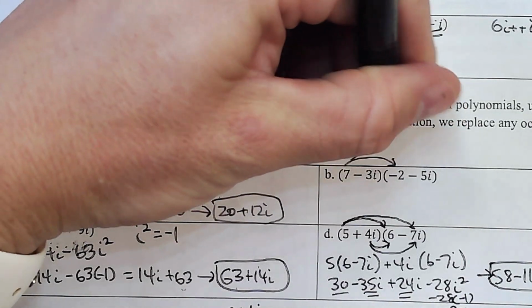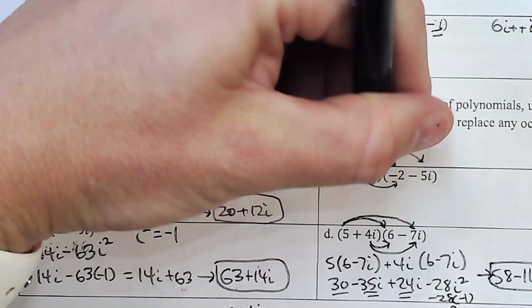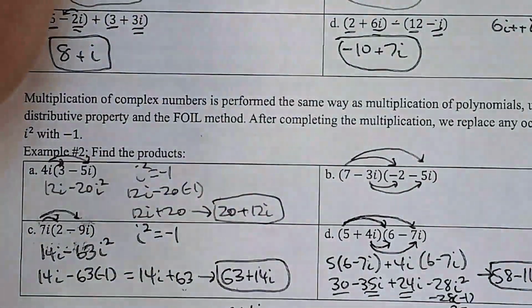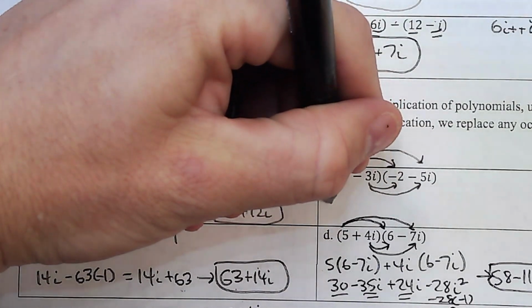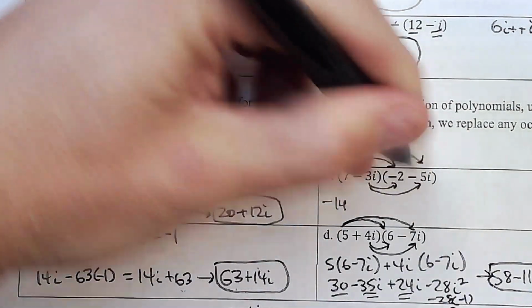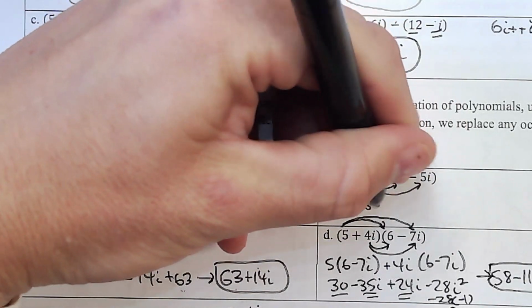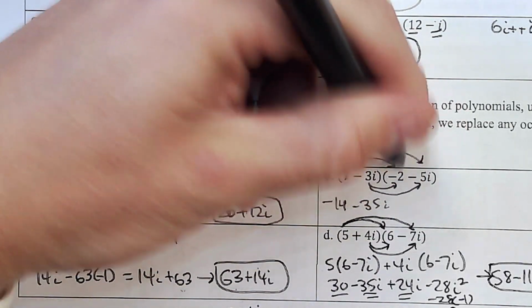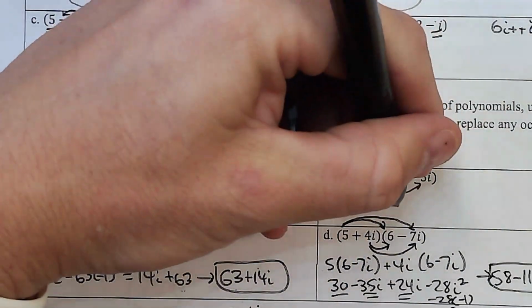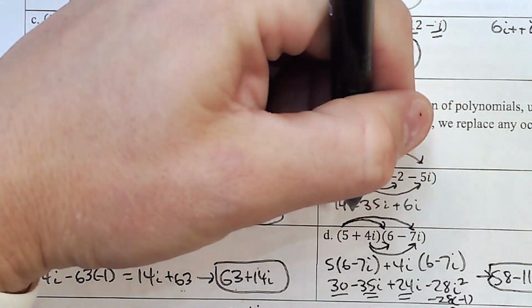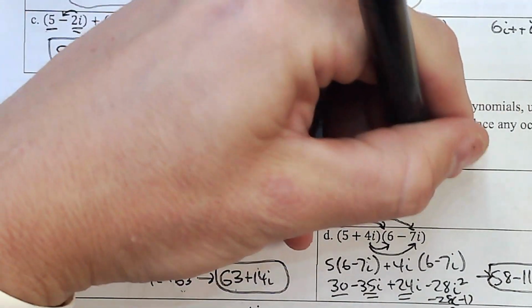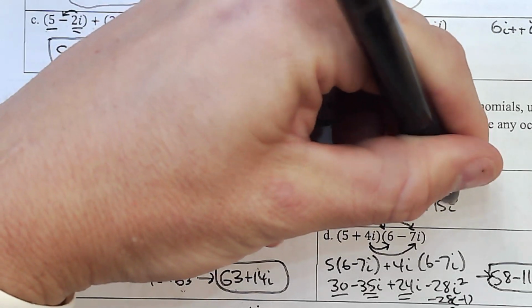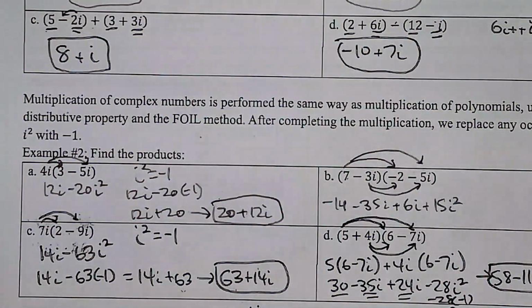Here we're going to distribute twice. I'm going to distribute 7 into there, -3 into there. Okay. What's 7 times -2? Good. 7 times -5i. Good. -3i times -2. 6i. Negative times a negative is positive. What's 3i times 5i? 15i squared.